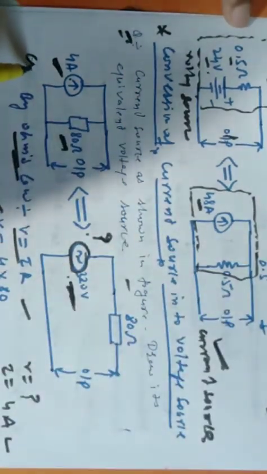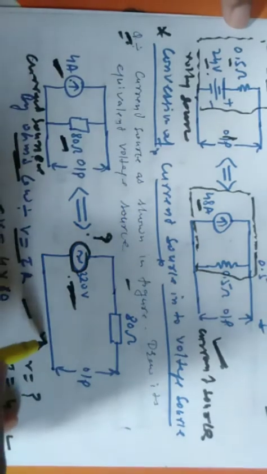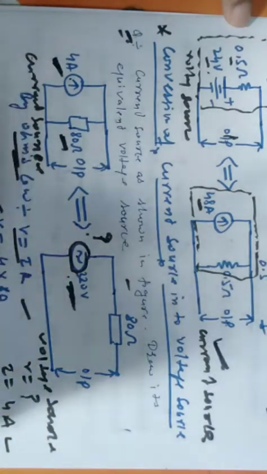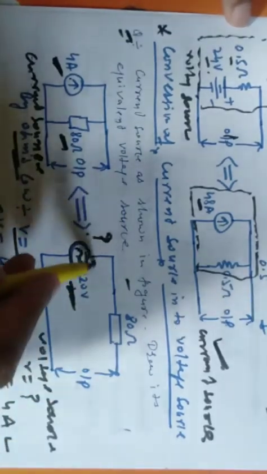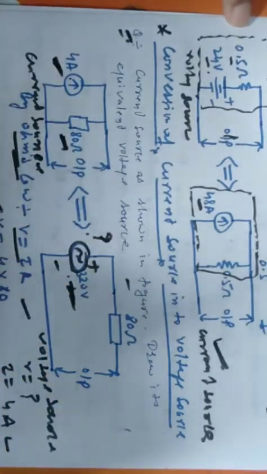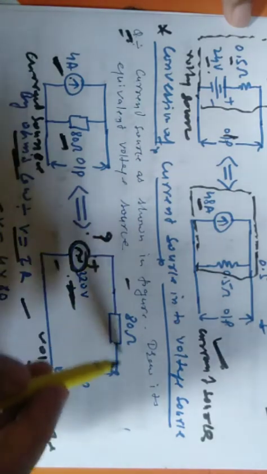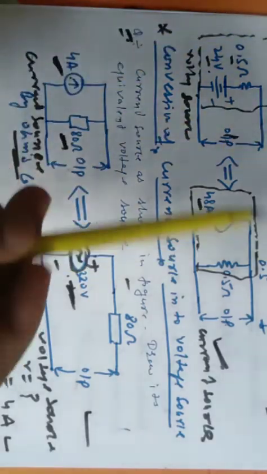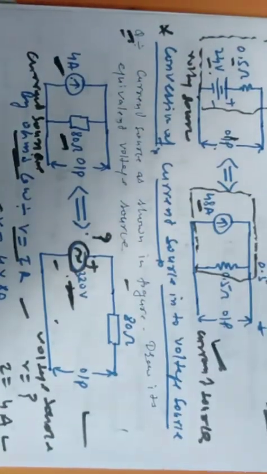Now this is the current source which is given to you. Now we have to convert it into the voltage source. In the voltage source, the value of voltage is 320 volt, then the impedance, already given as 80 ohm, is in series with the load. This is how we convert the voltage source into the current source and the current source into the voltage source.